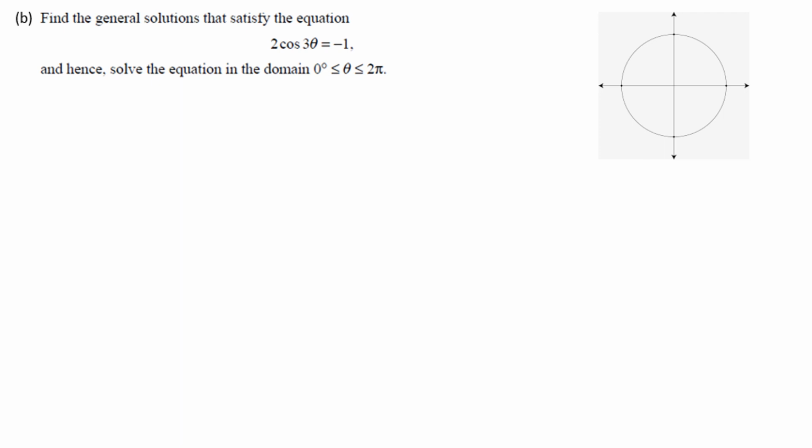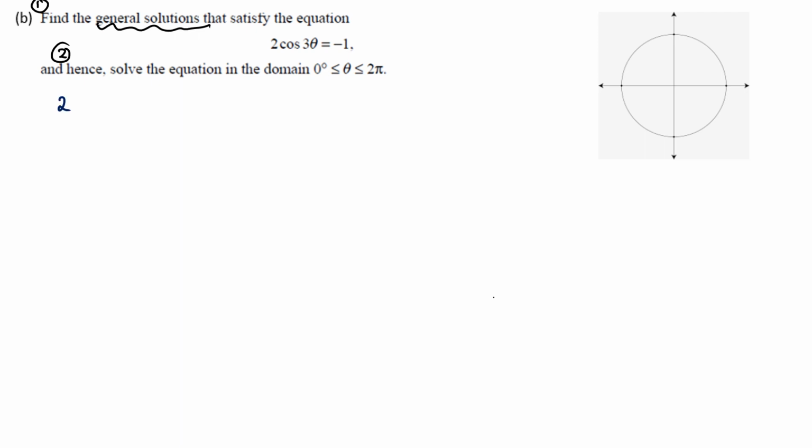Part B is slightly different because it asks us a few different things. It says the first thing, find the general solution. Actually, find general solutions that satisfy this equation. And then number 2, hence solve. So we're going to use this general solution. So we didn't have to use that in the last go because they didn't specifically tell us to. So let's take a look.